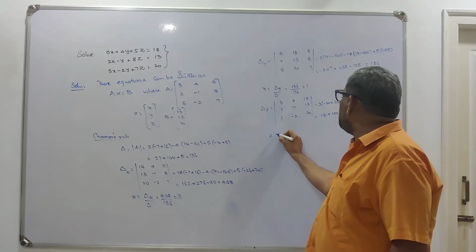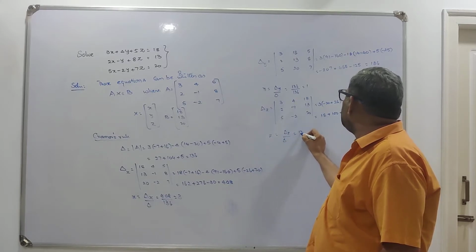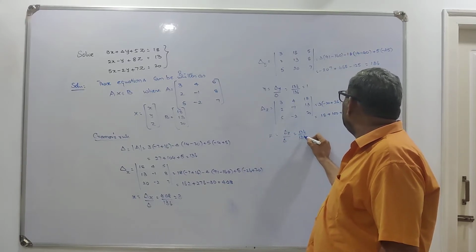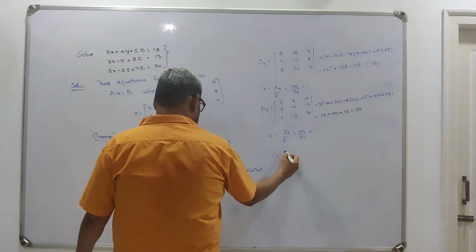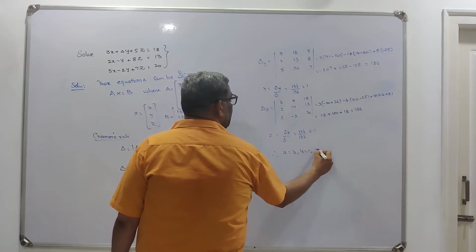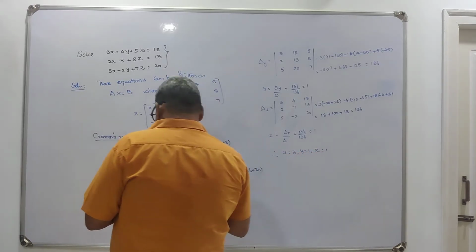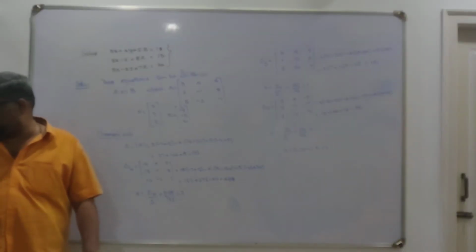Our z is equal to delta z by delta, 136 by 136, so this is equal to 1. Therefore x is equal to 3, y is equal to 1 and z is equal to 1. You can also verify these values in the given equations. This is about Cramer's method.